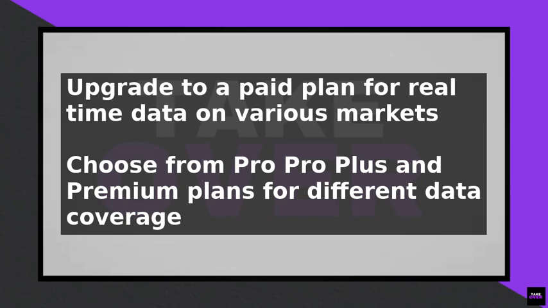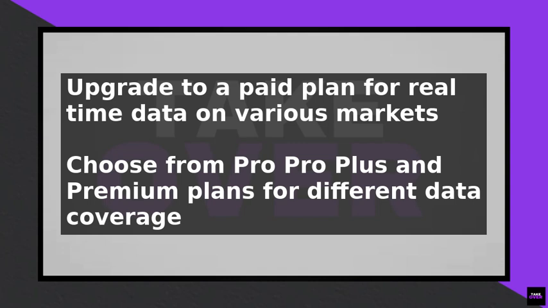The Pro plan is the most basic paid plan and it offers real-time data on US stocks and futures. The Pro Plus plan adds real-time data on US options and forex, while the Premium plan offers the most comprehensive data coverage, including real-time data on cryptocurrencies and international markets.